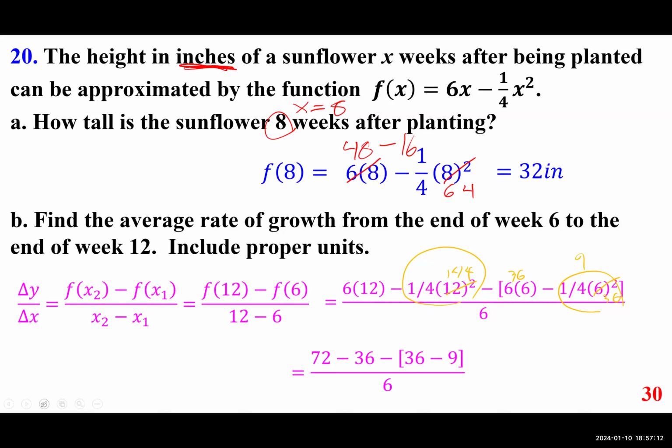So if I were to rewrite this, it's easier if I do it this way. 72 minus 36 minus 36 plus 9, because this one and this one and this one cancel each other. We get 9 over 6, or 3/2. What are the units? The units of the top over the units of the bottom. The top would be the units of the height, inches. The bottom would be the units of the time in weeks.